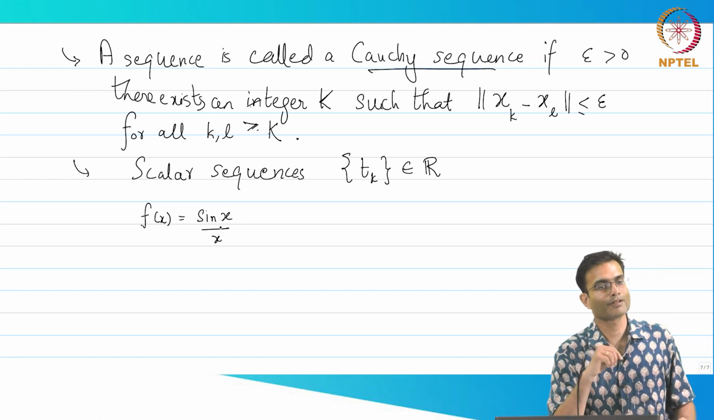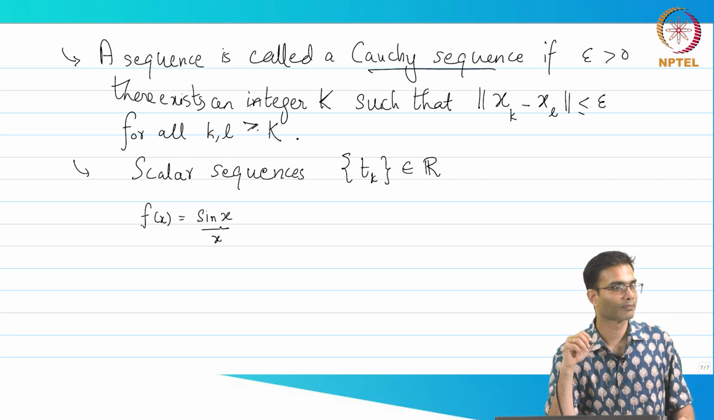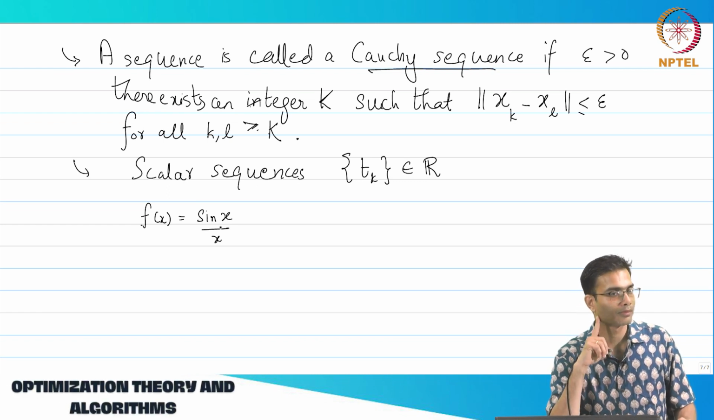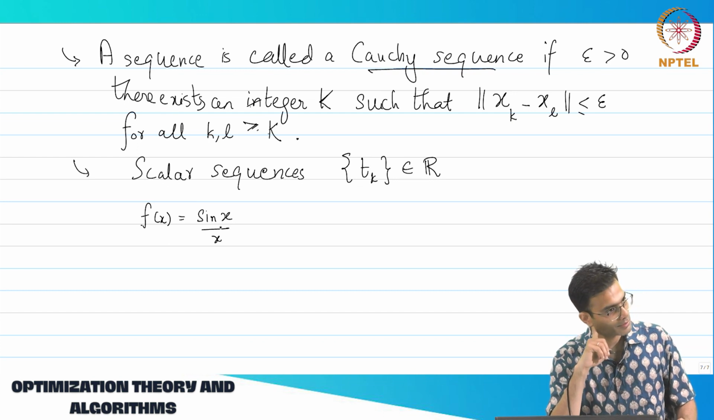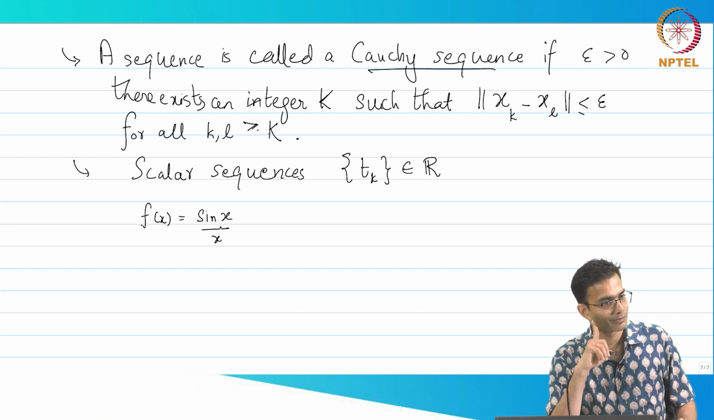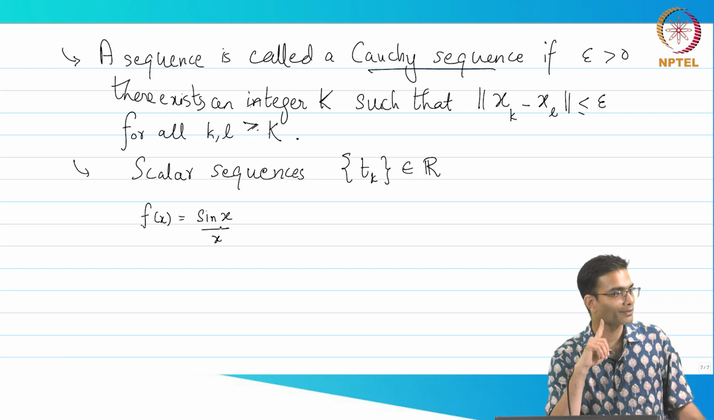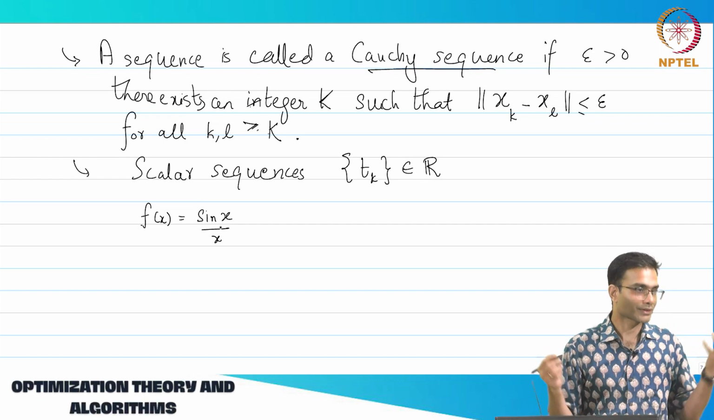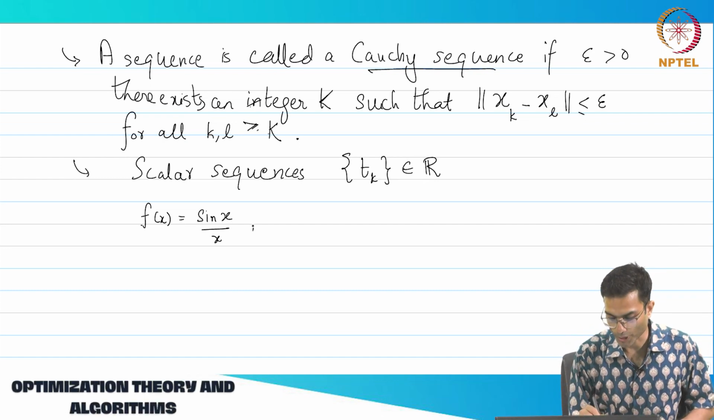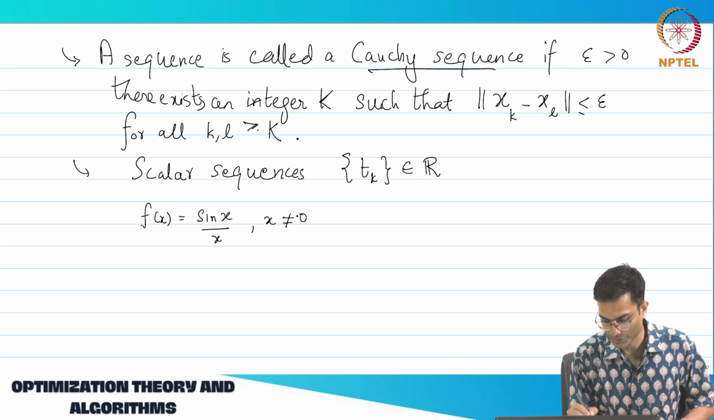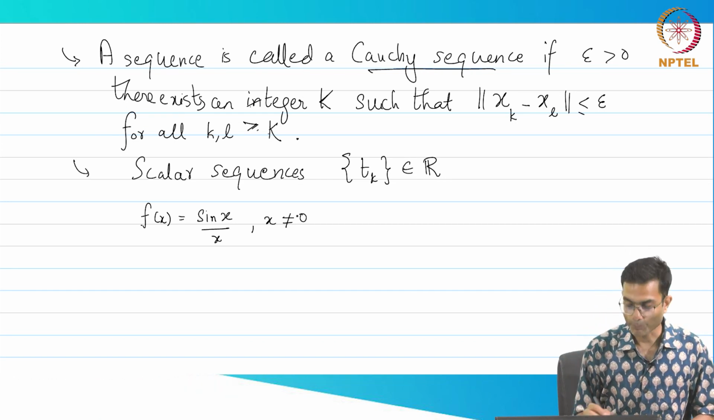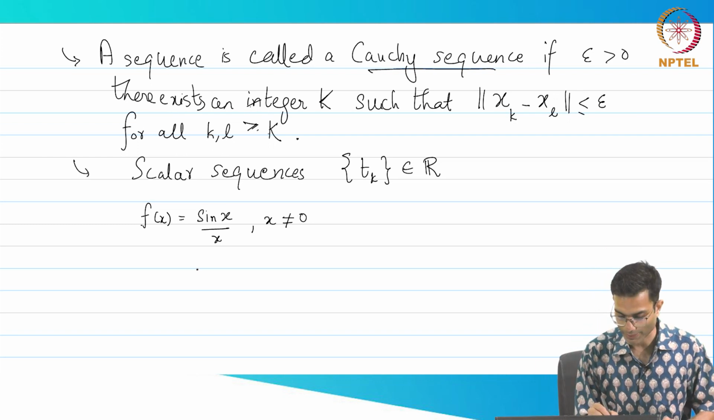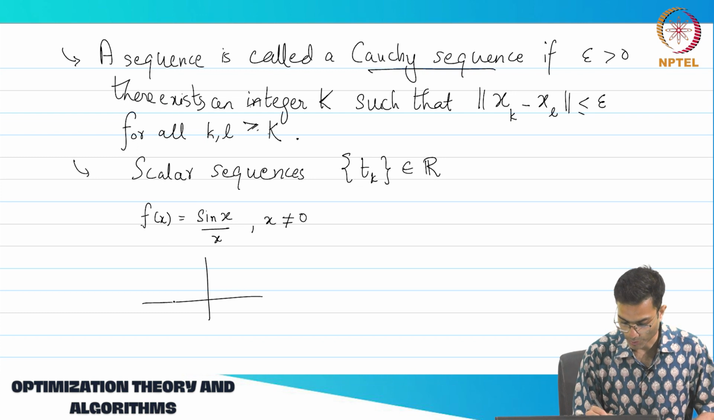Sin x over x, is it defined for all x? No. Where is it not defined? Does sin x over x not exist at x equal to 0? It's defined, right? There's no singularity, there's no Dirac delta function here. In the limit it exists. But what I'm going to do is say x not equal to 0. I'm creating this artificial example just to explain a few definitions that will follow. So if I plot this graph, what will I see?